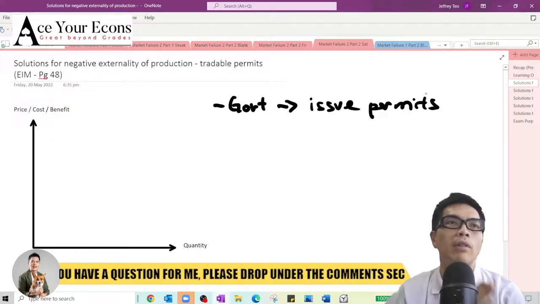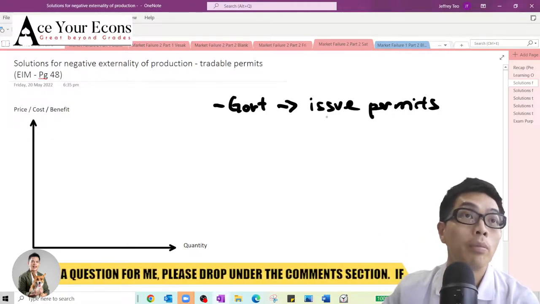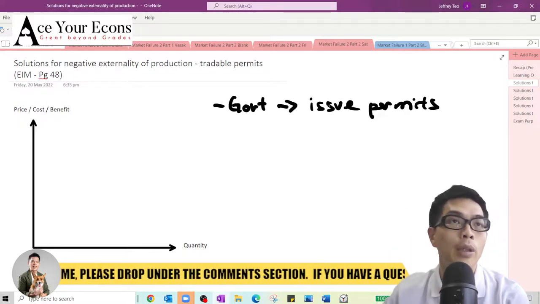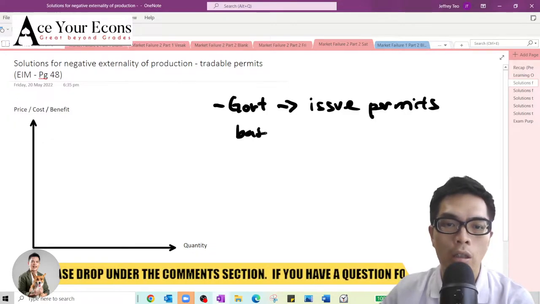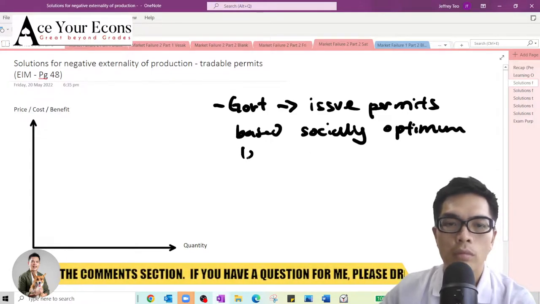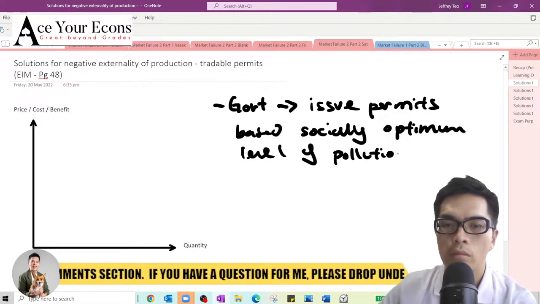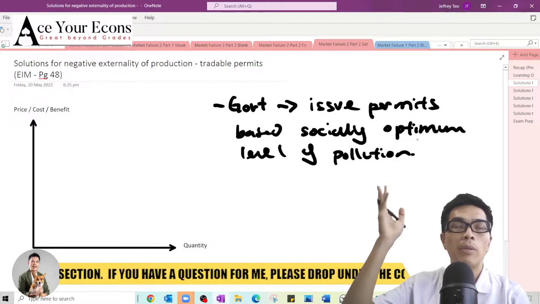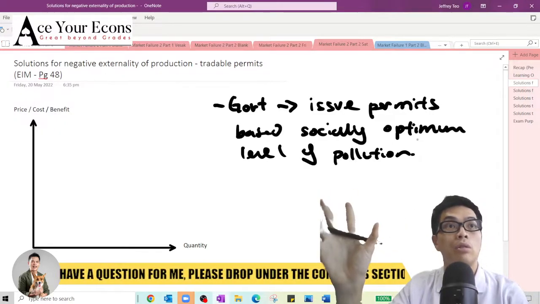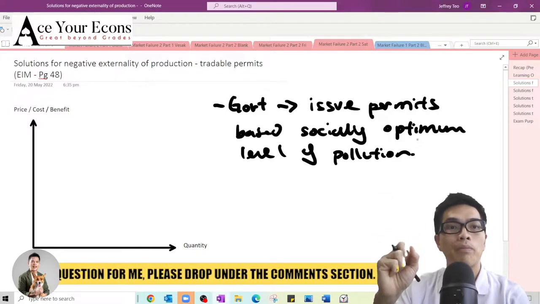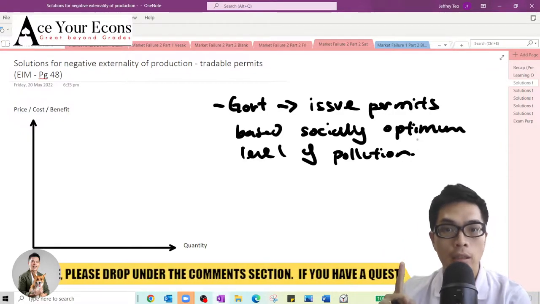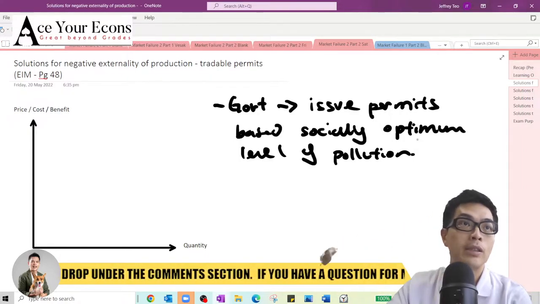The government will estimate what is the socially optimal level of pollution. Based on this estimation, they will release the amount of permits that match the socially optimal level of pollution. All right, is everyone okay with the government's role here? Each of these permits tells you that the firm is legalized to pollute. But if they want to pollute more, they have to buy more permits. So the whole idea behind tradable permits, you have to talk about buying and selling. The government only allocates permits to all the firms.